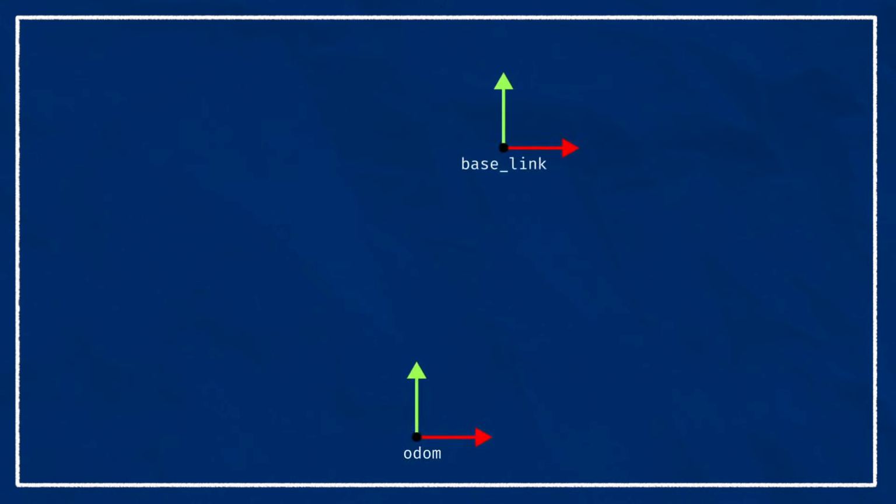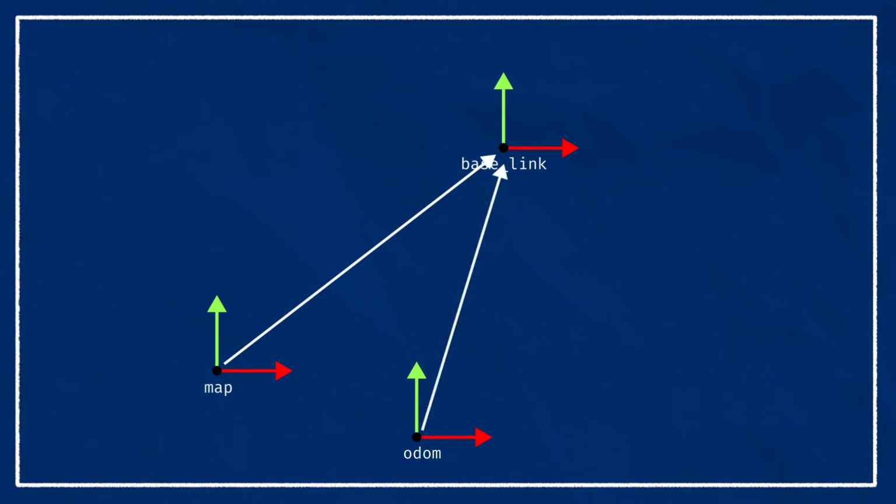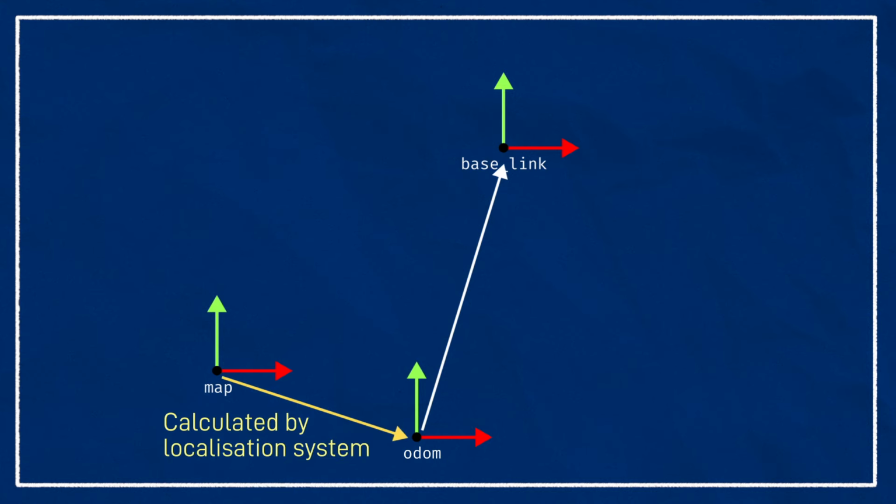Instead, we want to introduce a new frame, the map frame, and we can now express the location of baselink compared to that. So we can have the baselink compared to the ODOM frame, or we can have the baselink compared to the map frame. This gives us a new problem though, which is that a frame in ROS can only have one parent. The way we get around this is that the code will need to take the position estimate from SLAM or GPS or whatever, along with the current ODOM to baselink transform, and calculate the appropriate map to ODOM transform.